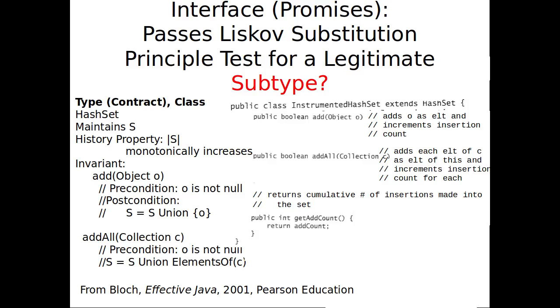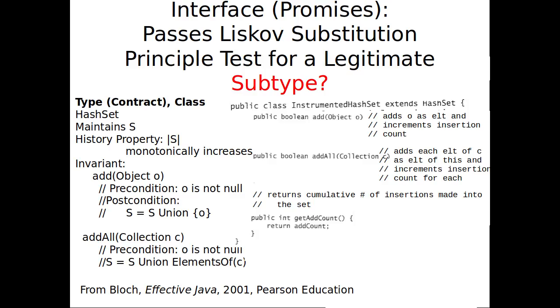Okay, so ladies and gentlemen, we've spent a while talking about the Liskov substitution principle, and I want to come back to this example that I sort of snuck in at one point here. Here we have a contract for a supertype called HashSet and for a subtype called InstrumentedHashSet. And here's the contract for HashSet. It has add and addAll as two methods in it, okay? And you can see the preconditions, postconditions.